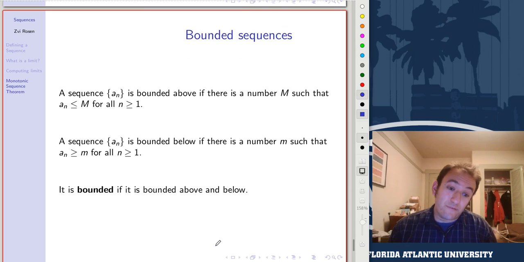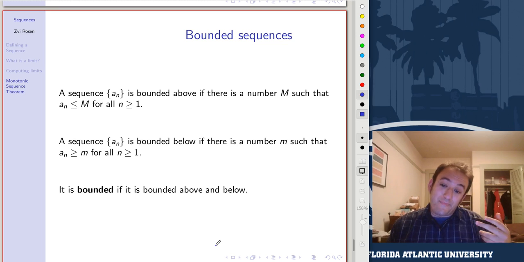Now we'll define a bounded sequence. A sequence a_n is bounded above if there is a number capital M such that a_n is less than or equal to capital M for all n greater than or equal to 1. So all terms of the sequence are below this capital M. A sequence a_n is bounded below if there is a number, little m, such that a_n is greater than or equal to little m for all n greater than or equal to 1. All terms of the sequence are above little m.